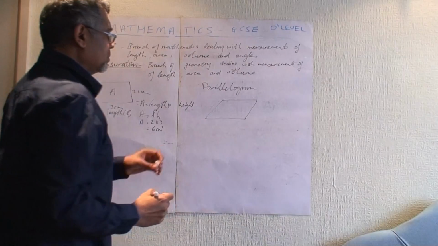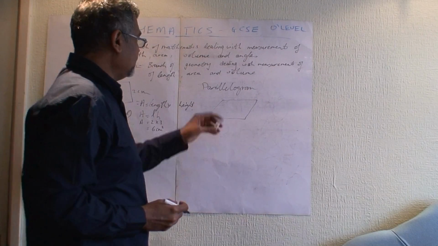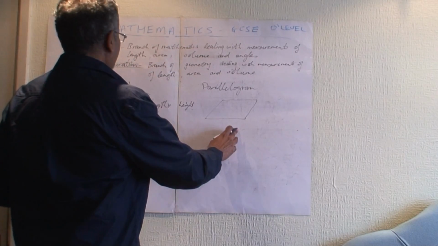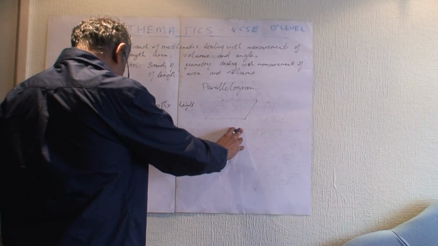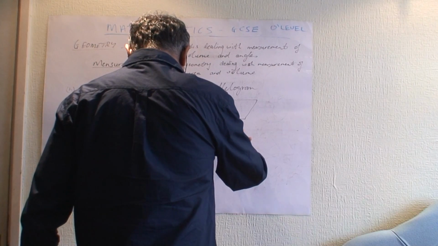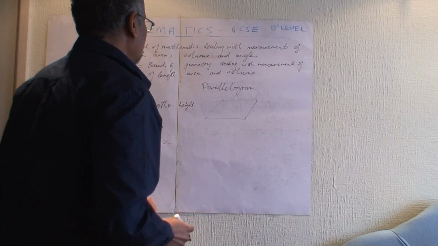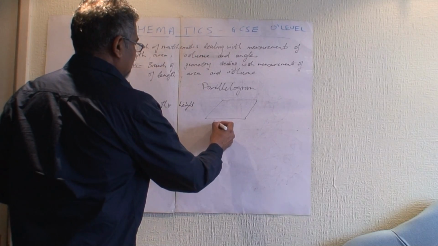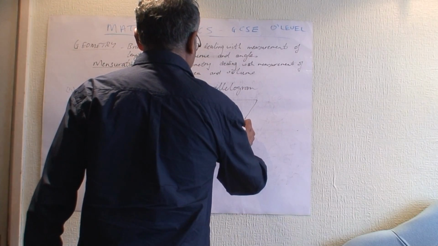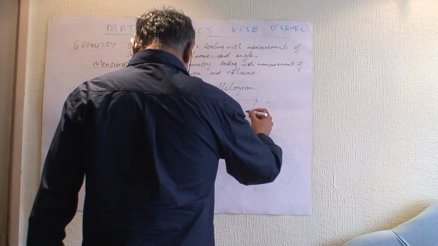Okay, we know what parallelograms are, right? Opposing sides are parallel to each other. Now, how do we find the area? How do we solve for this one? We call this the base, and say this base is 3 centimeters.